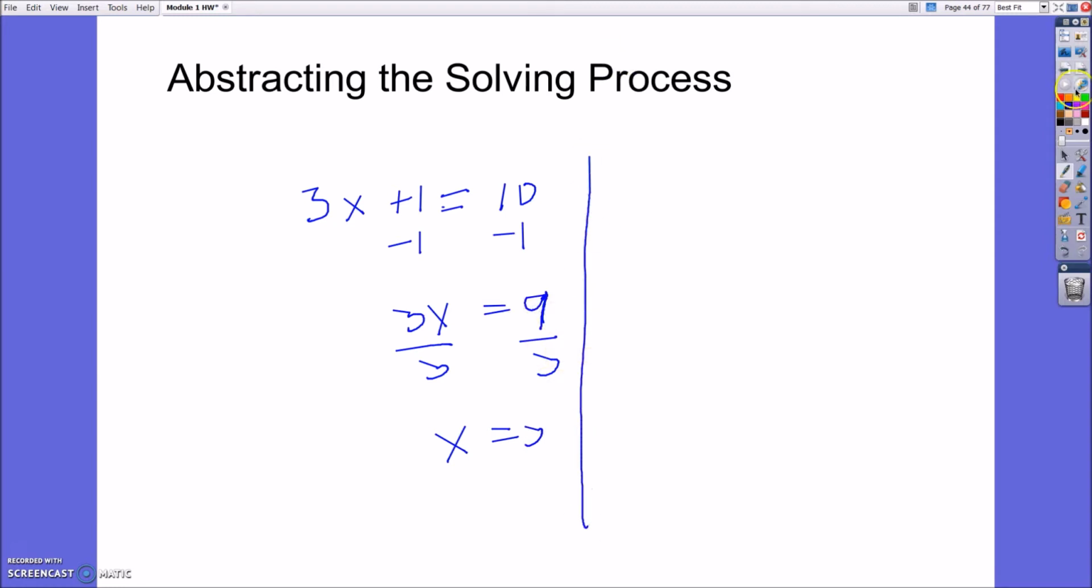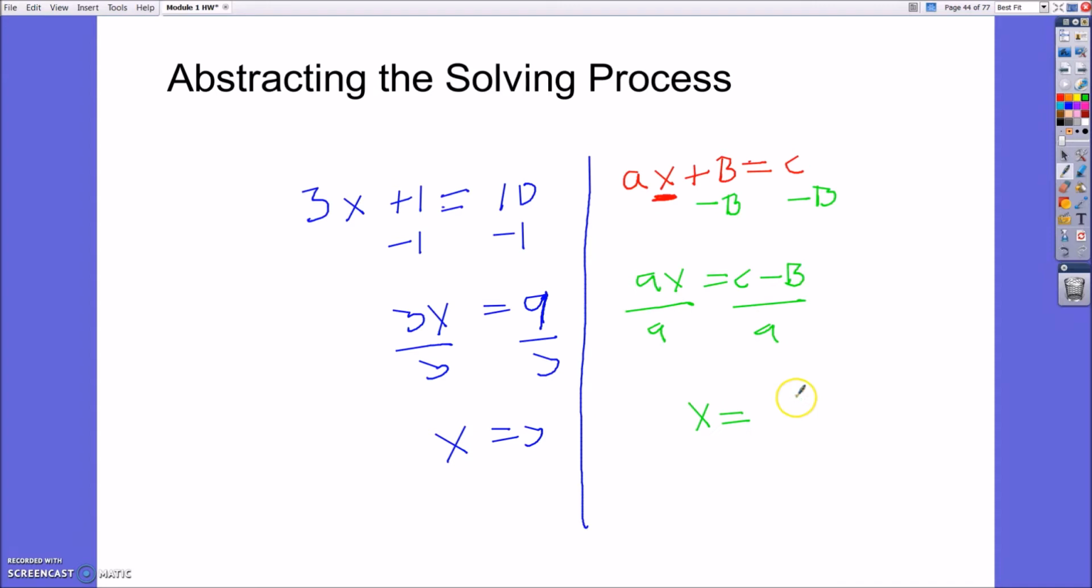Well, now let's say we have the same exact problem, but instead of the 3, 1, and 10, I just have different variables. I have ax plus b is equal to c. And I'm still trying to get x by itself. The first thing I would do is minus b on both sides. This would give me ax is equal to c minus b. And then I would divide both sides by a to get x is equal to c minus b divided by a.